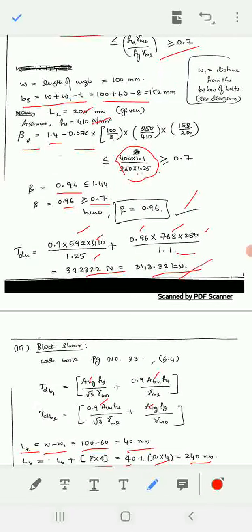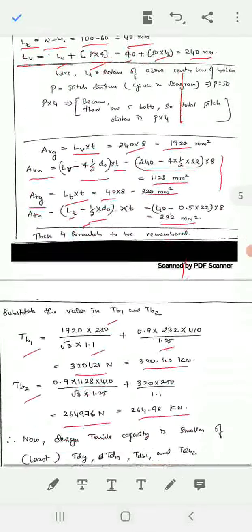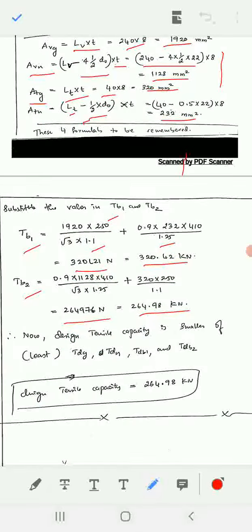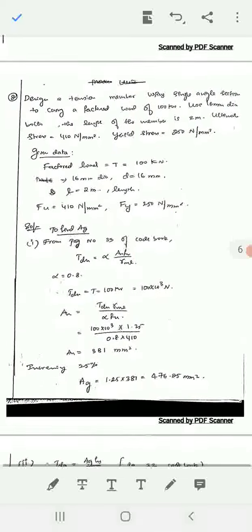This second step last we got values. In the third step we got 2 values, right? One is 320 and the other is 264. So out of these 4 values, which is the least value, that is 264, the least value out of these 4 values, that value is taken as design tensile capacity. Okay, finally I have to conclude with this point. Okay, I'll go with the second problem.